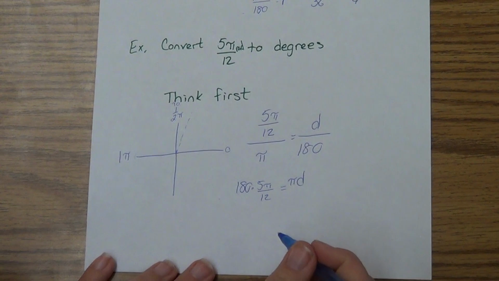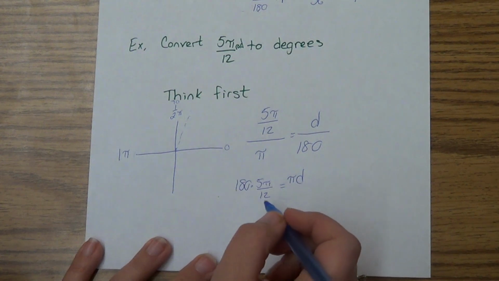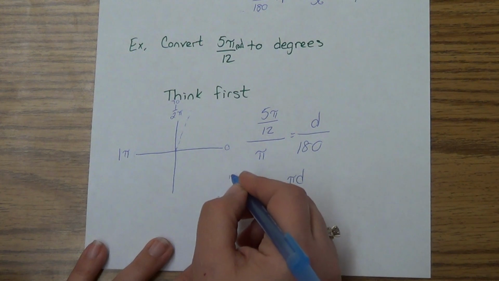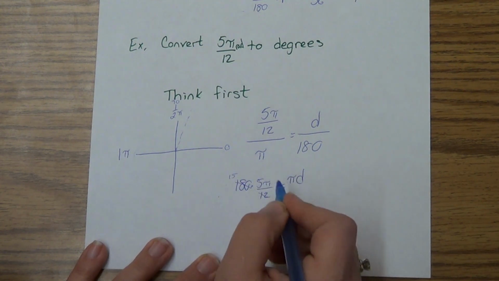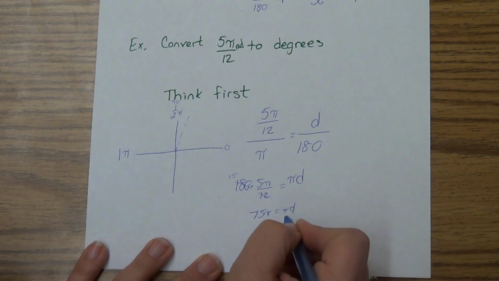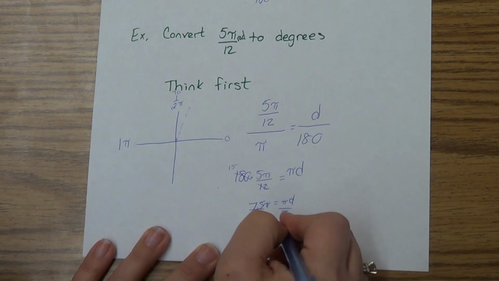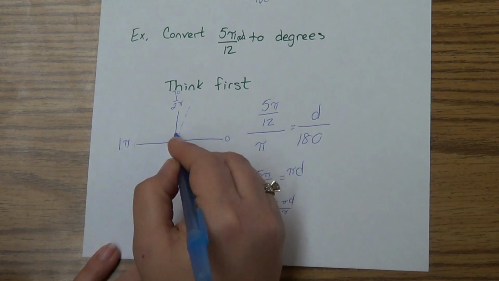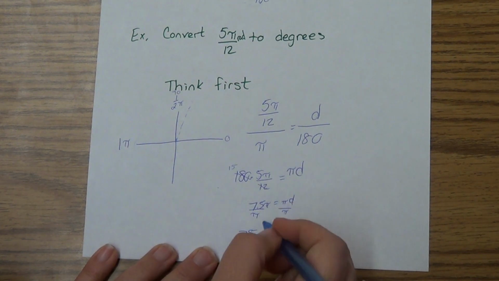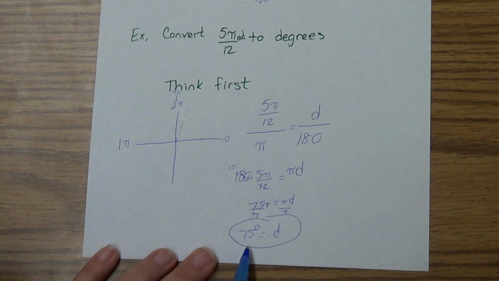All right, so again, here's the hard part. We have to do the math. I do this differently than you guys do it, but that's all right. So I'm going to divide this by 12. That's 15. So we have 15 times 5, which is 75 pi, equals pi d. Divide both sides by pi so that I can get my degrees. My degrees equals 75, which if we think back up to here, is what we expected, almost to 90, almost to 1/2 pi. So 5 pi over 12 radians is 75 degrees.